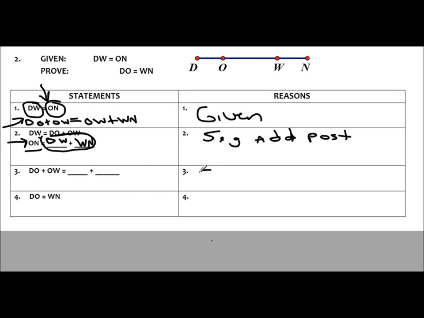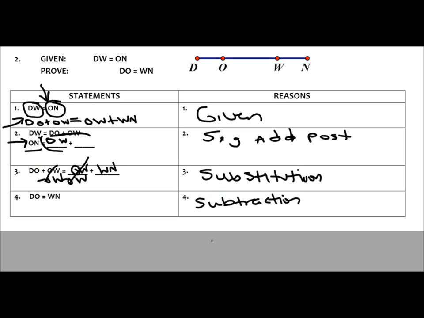So that is the substitution property. So now I'm just replacing: dO plus OW equals OW plus WN. Now in the next step, OW is gone from both sides of the equation. Well, how do you get rid of something on both sides of the equation? So with OW plus WN, I'm going to subtract OW on both sides of my equation, and I'll be left with dO equals WN.